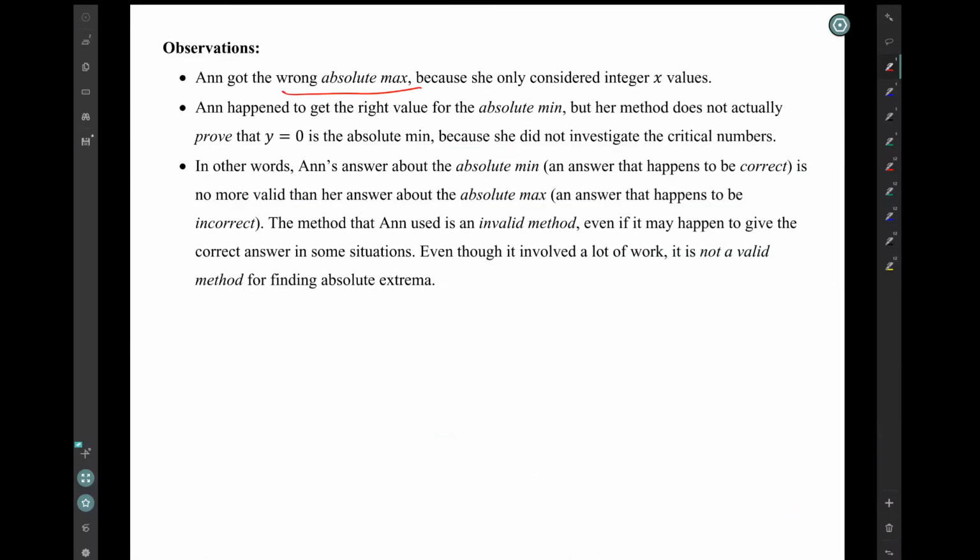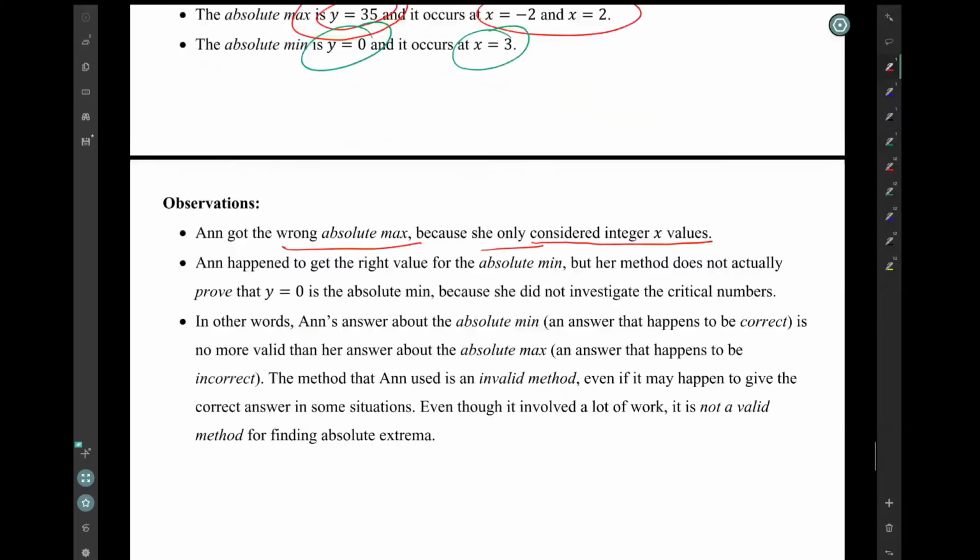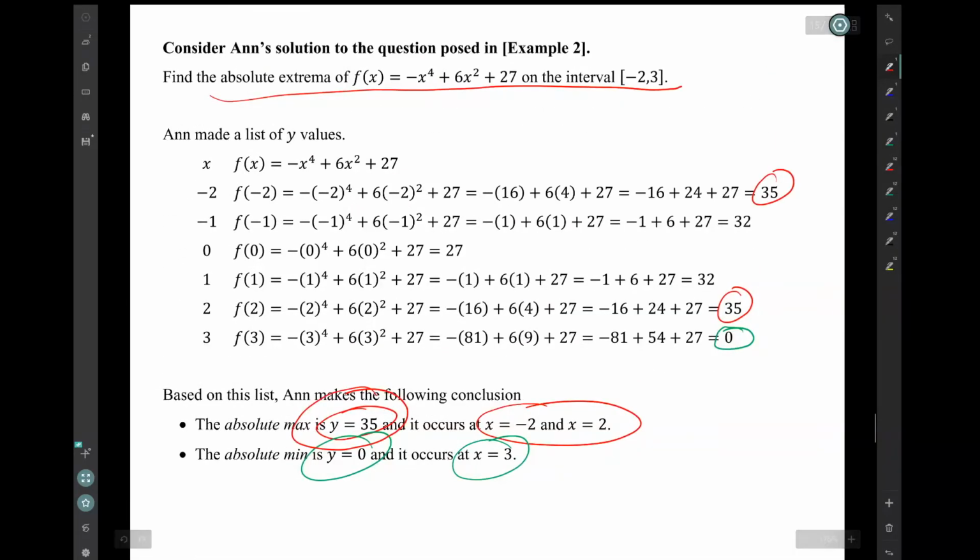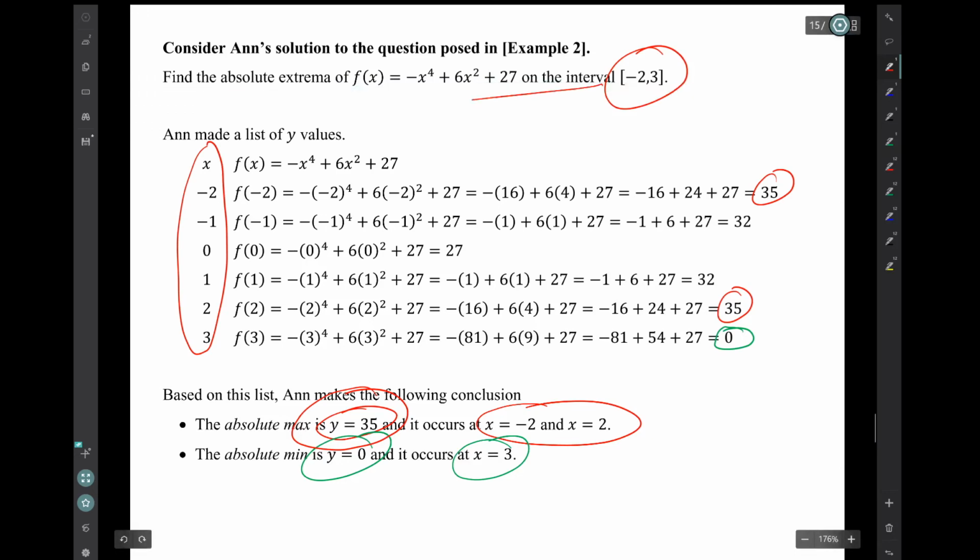And the reason that happened is she only considered integer x values. So that's why she missed the absolute max. She got the wrong absolute max because she made this list of x values and they were just integers. She just chose all the integers in that interval, and she made that list of integer x values in that interval.